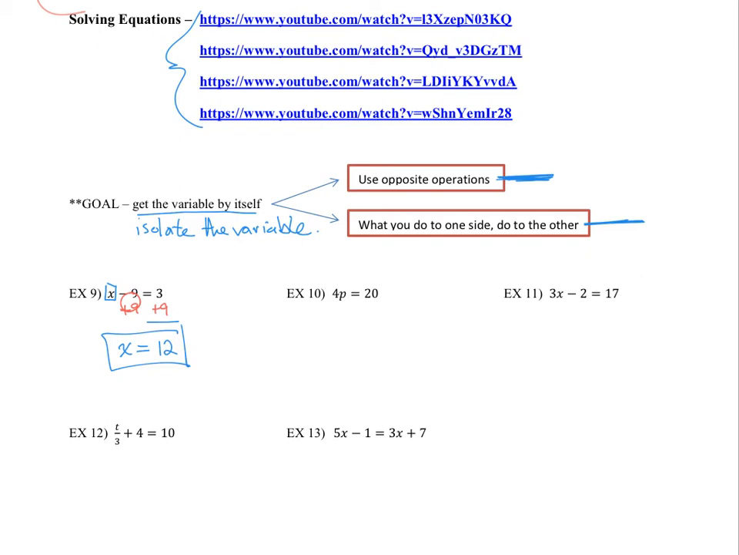For the next example, I have 4p equals 20. So with this, 4 is being multiplied to p. It's not notated there. So if you see a number immediately next to a letter, this implies multiplication.